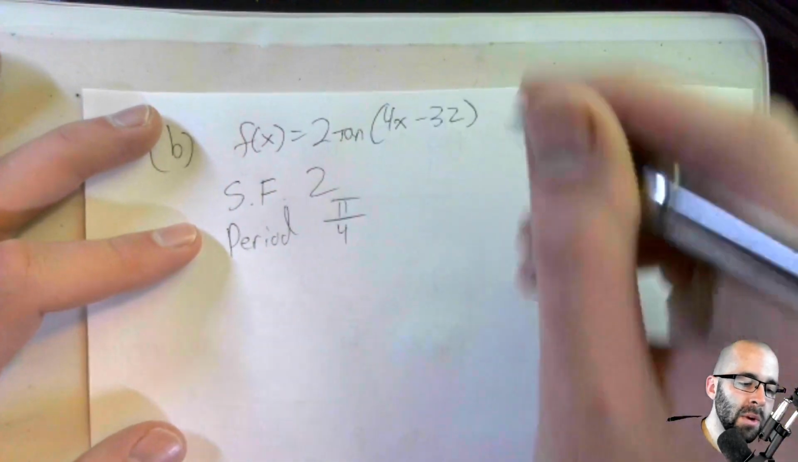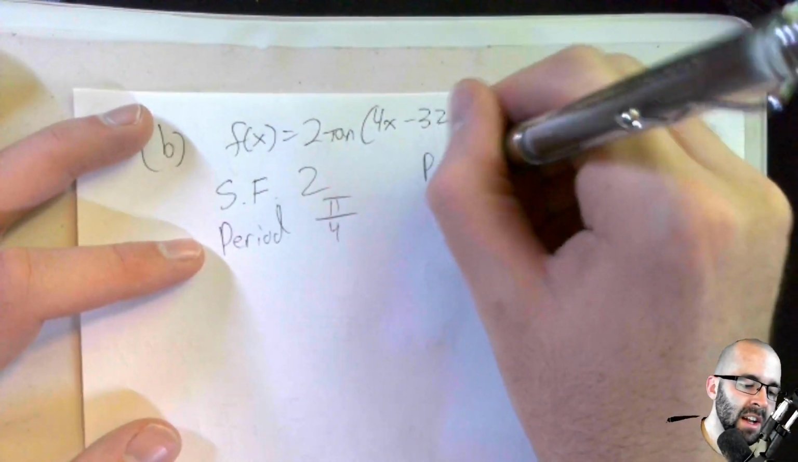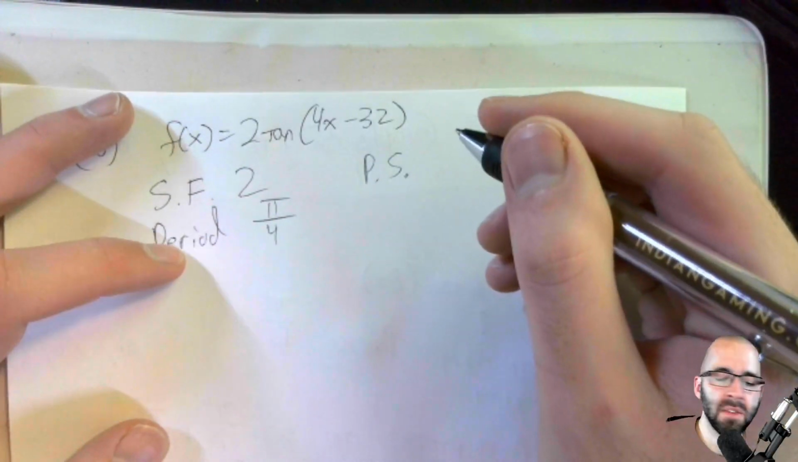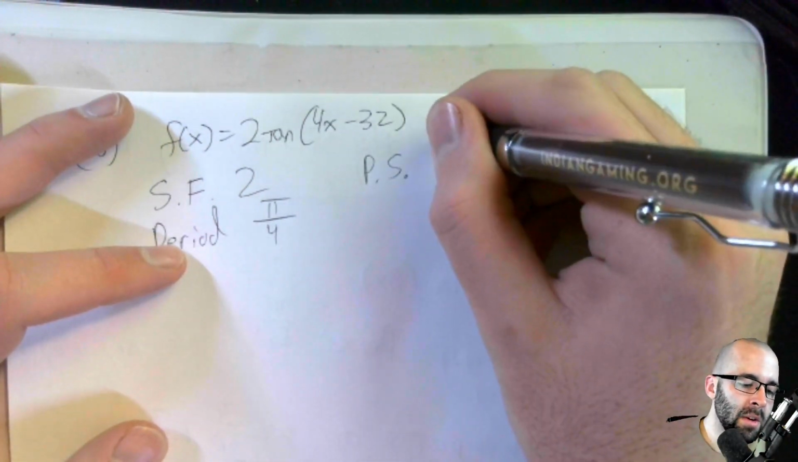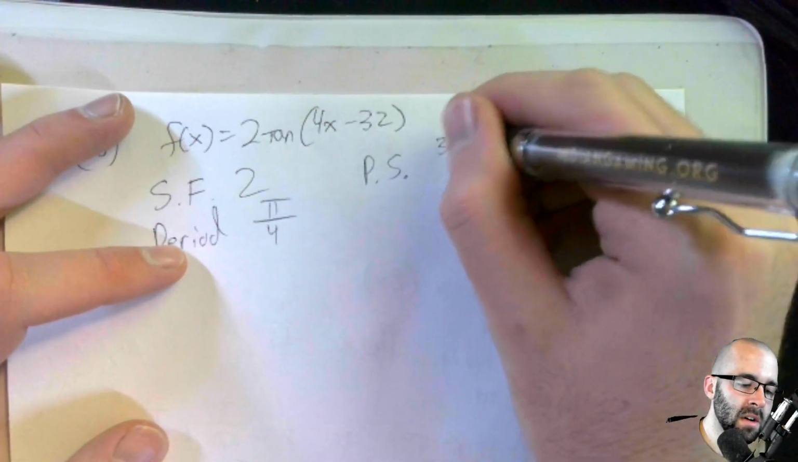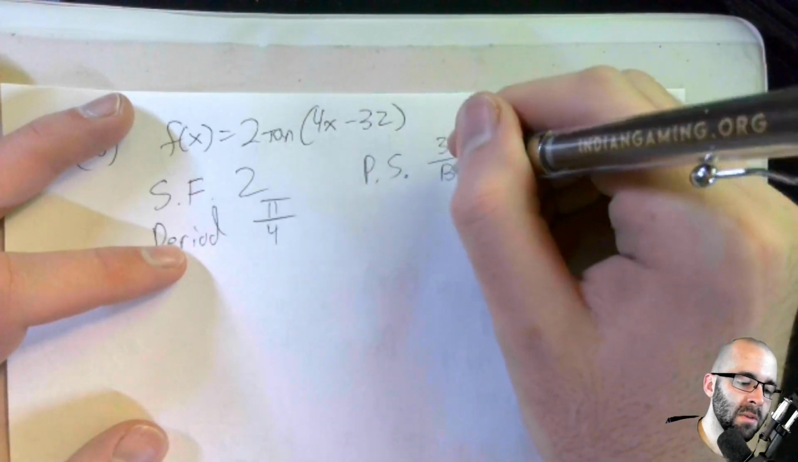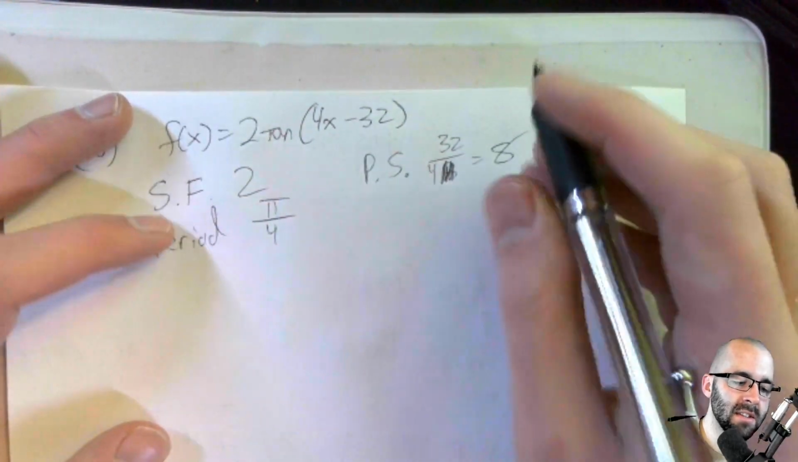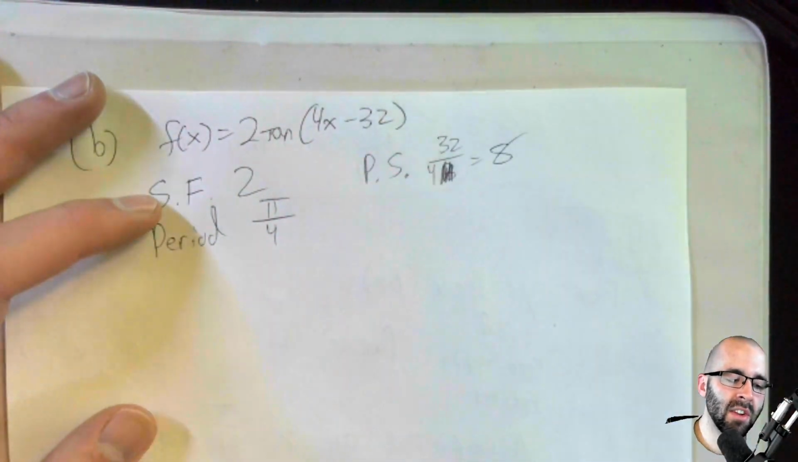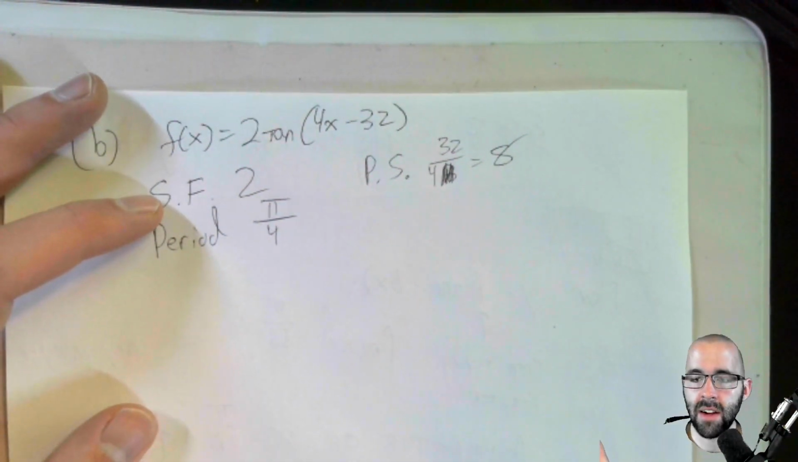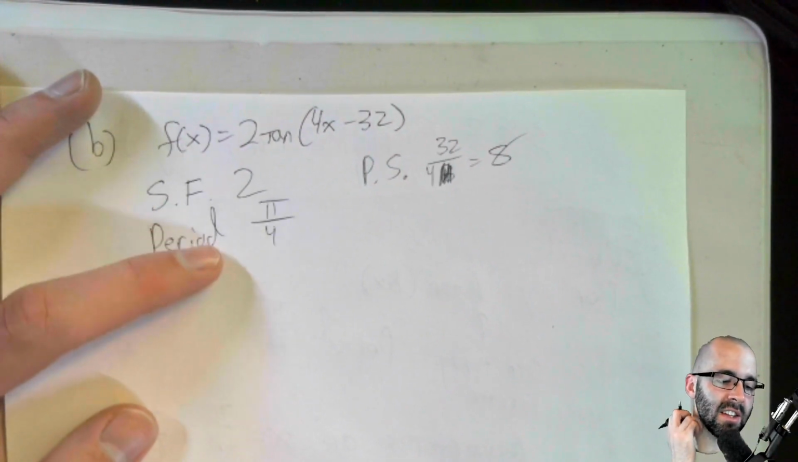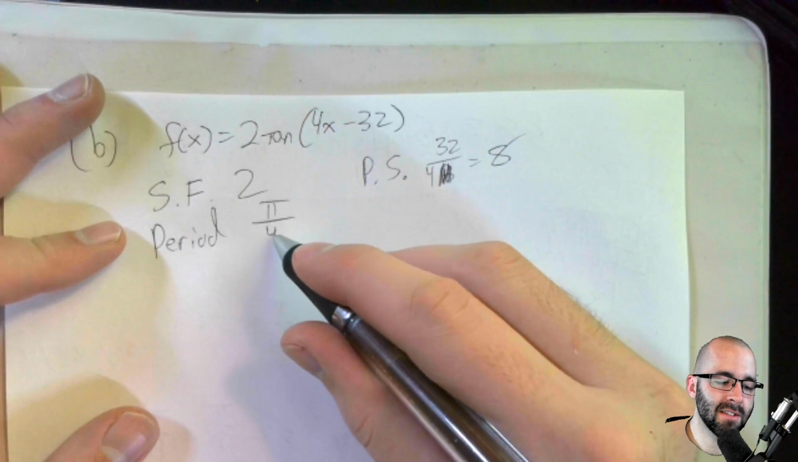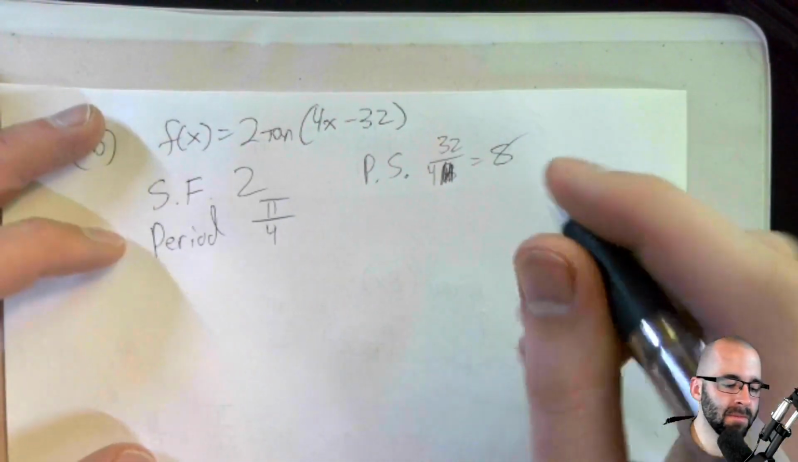Okay. And we're not asked to find the phase shift, but let's find it anyway. And the phase shift is going to be exactly the same as it was for sines and cosines. It's going to be 32 divided by 4, c over b. Oops, I wrote b instead of 4, which is just 8. So we're shifting everything 8 units to the right. Shifting things 8 units to the right is a little tedious when our period is with pi's, but it's okay.